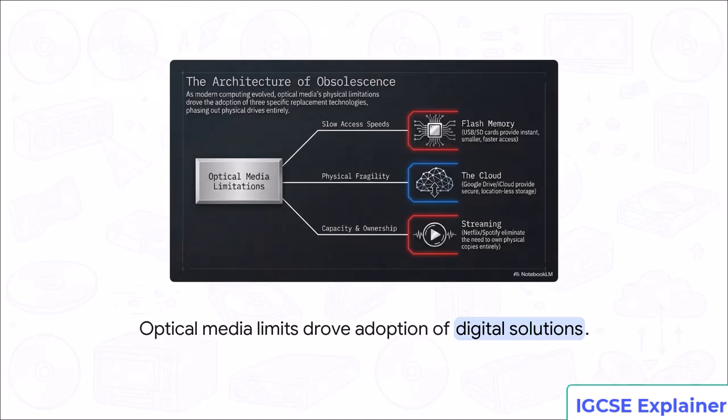Slow access speeds, solved by the microchips of flash memory. Physical fragility, solved by the off-site redundancy of the cloud. And the limitations of physical capacity and ownership were entirely bypassed by the infinite library of streaming. We eagerly traded our physical hard copies for modern digital convenience.